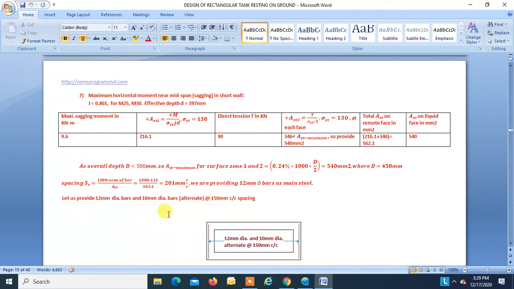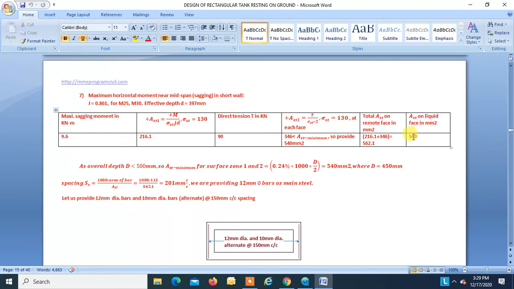See, if this is a 12 dia bar and this is a 10 dia bar, then again a 12 bar, then again a 10 bar, and the spacing between each bar should be 150. So 12 dia and 10 dia alternate at 150 center to center.